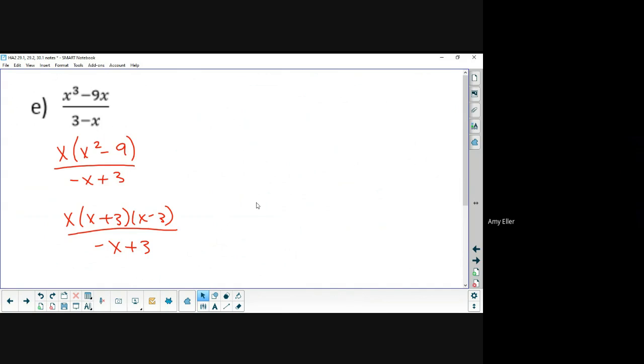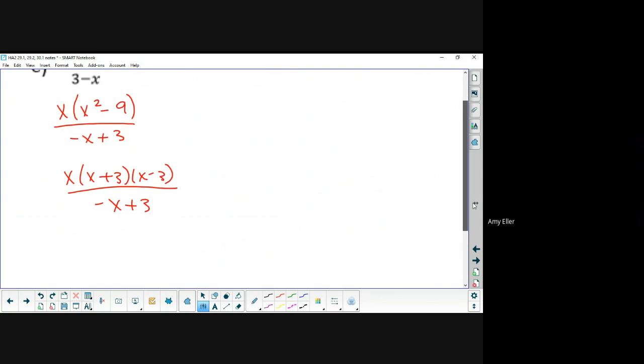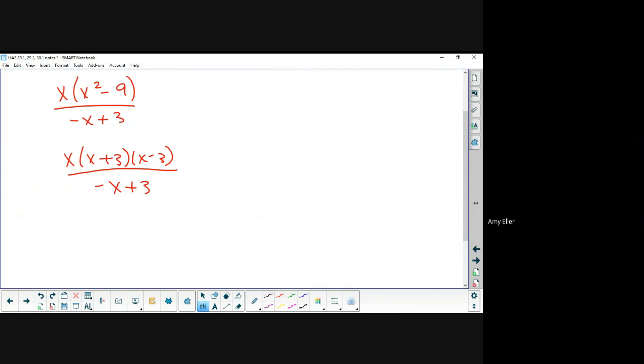Again, I did the top in two parts. I factored out that x, and I factored it further. I decided to write my denominator in standard form. And then I looked to see what cancels, and nothing matches. These are all positive x's, and that's a negative x, so they don't have common factors. We could take a negative out of that, factor it out. If I divide by a negative, I get x. Divide by a negative, I get negative 3.